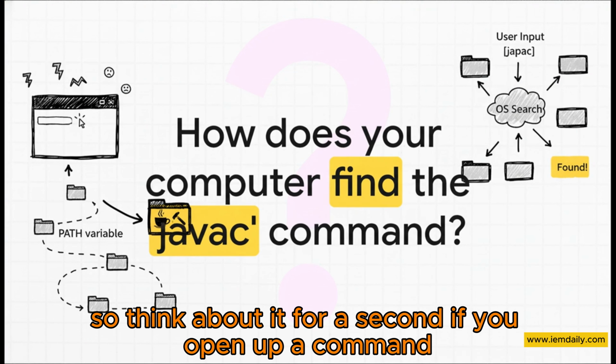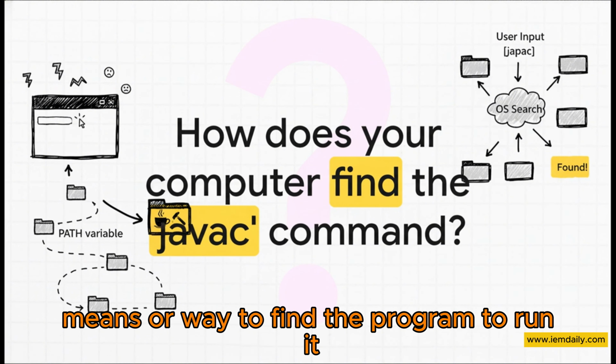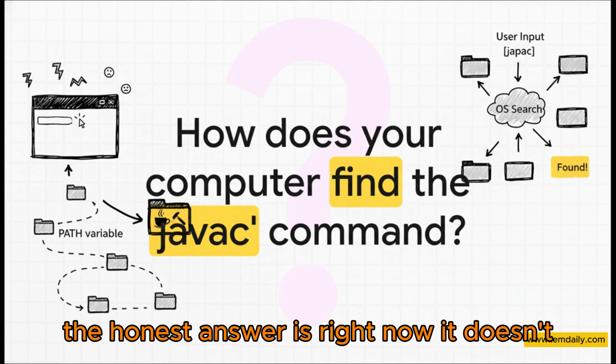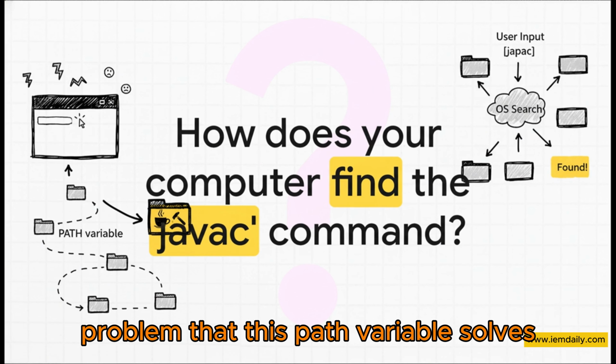If you open up a command window and just type javac, how on earth does your computer know what that command means or where to find the program to run it? The honest answer is, right now, it doesn't. You'd probably just get an error message. And that is the exact problem that this path variable solves.